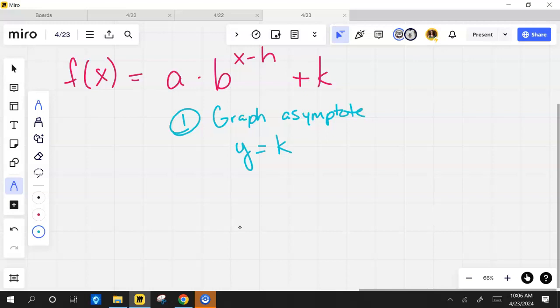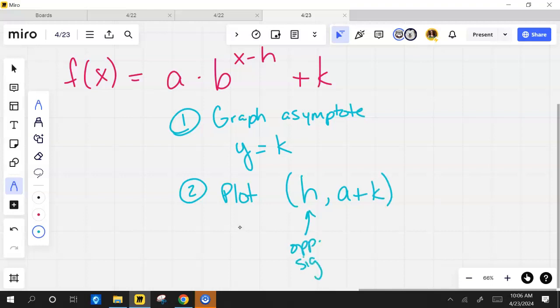All right, step 2. Y'all ready for it? Step 2, we're going to plot the point (h, a plus k). And when you do this, be careful, make sure that the h is the opposite sign, the k is the same sign.